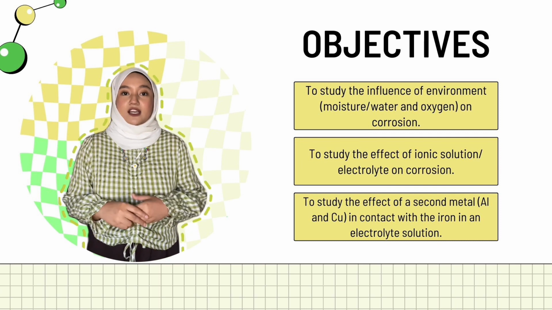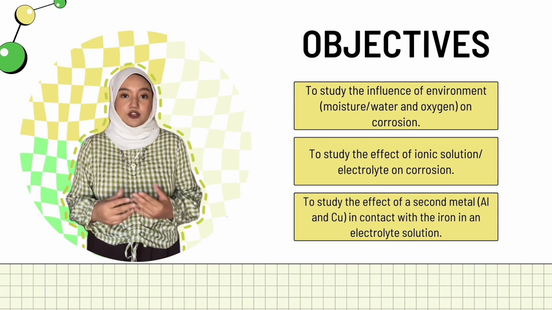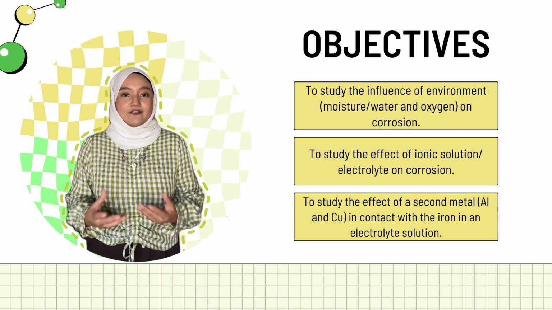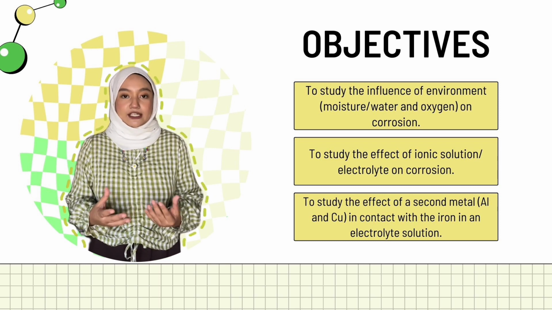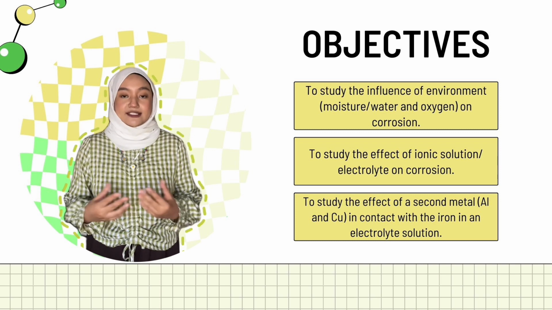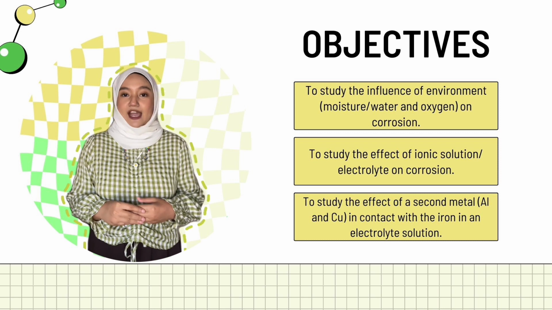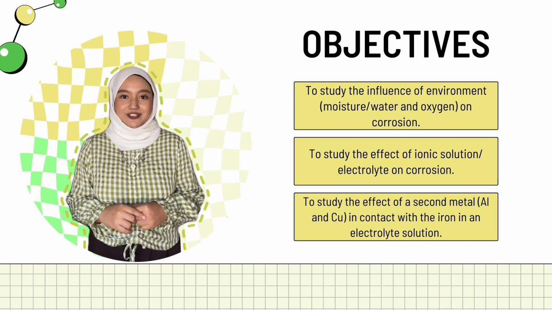The objectives of this experiment are to study the influence of environment on corrosion, to study the effect of ionic solution or electrolyte on corrosion, and to study the effect of a second metal, which are aluminum and copper, in contact with the iron in an electrolyte solution.